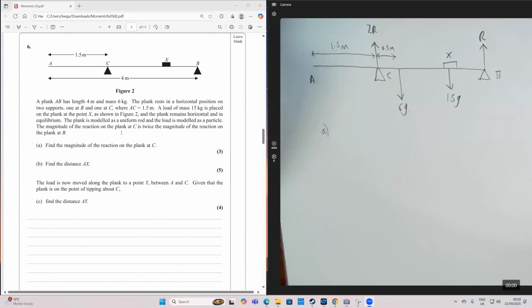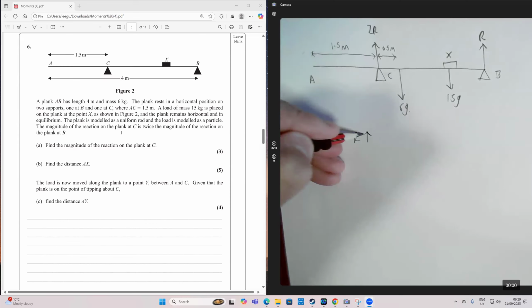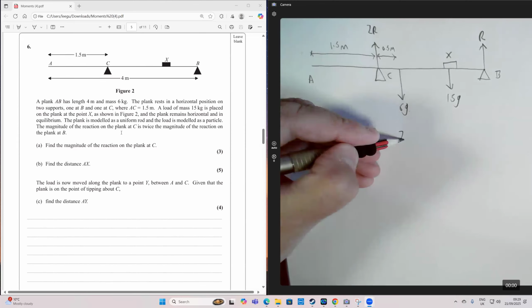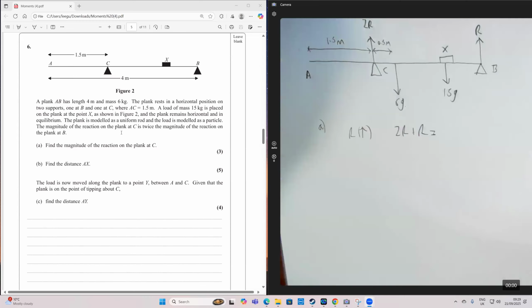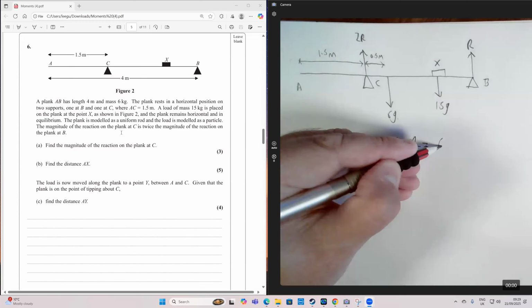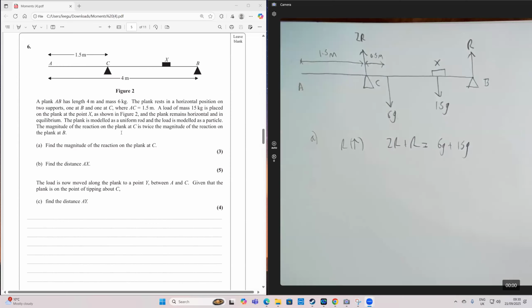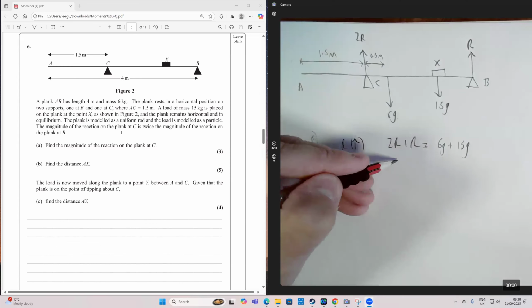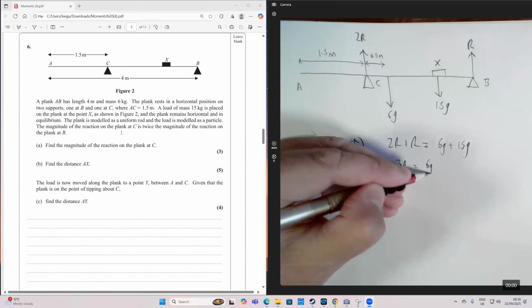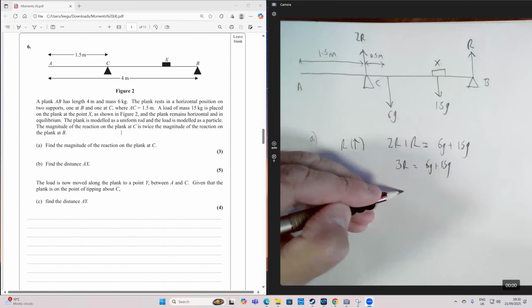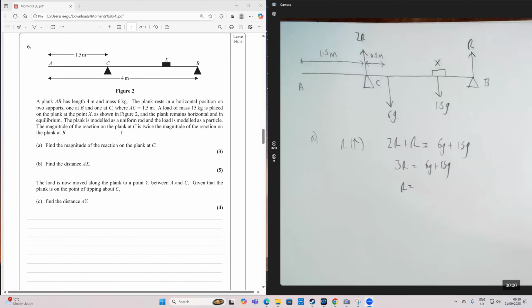Part A, we've now got to find the reaction at C. So we want to find this force here. I think we should just resolve vertically in this case. So if we resolve vertically, we have 2R plus R, the forces going up, equal to the forces going down, which are 6G add 15G. So 3 times the reaction force is equal to 6G add 15G, and from that we can work out what that reaction force is. So let's just do that.